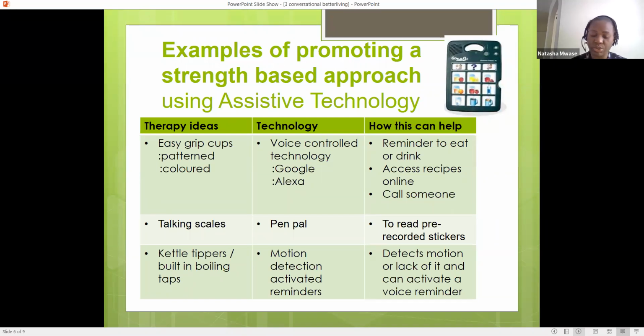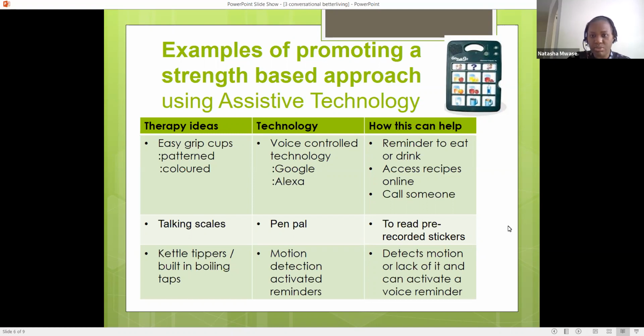And rather than the traditional service where we would get somebody to come in for 30 minutes to support them to prepare their meals, Alexa was able to help them go through the recipes and for them to prepare their meals independently. Other technologies that have been seen to help is what we call a pen pal, and this helps in recorded stickers for people that have communication difficulties.